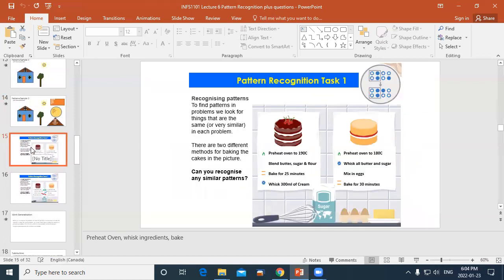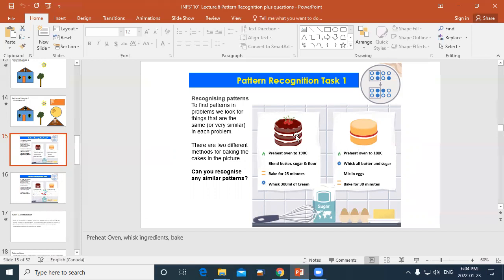All right. So here we have some pattern recognition. You guys might know more about this than me. This is about cooking. So two different methods for baking cakes in the picture. Can you recognize similar patterns? All right, I'm not really too sure what they mean about this, but I do see a pattern. We do need to preheat the oven. We do need to mix our ingredients, and afterwards we need to bake. This one here we got some whisking going on, but because we have the cream is put in between them. But I hope you see a pattern there.